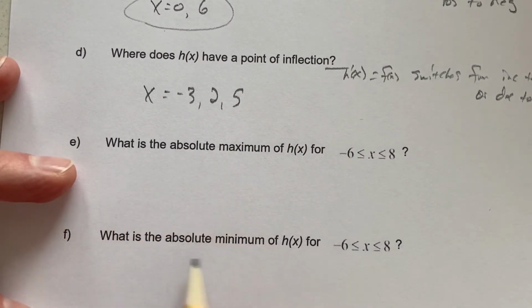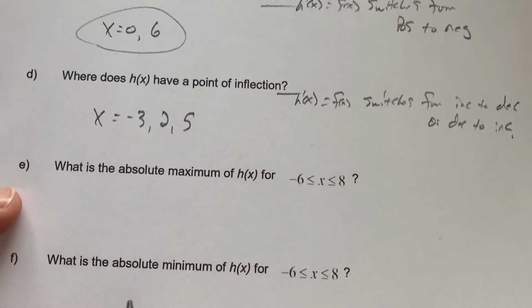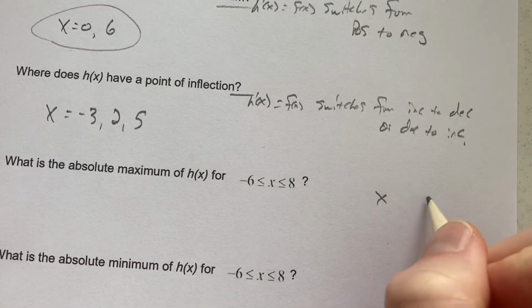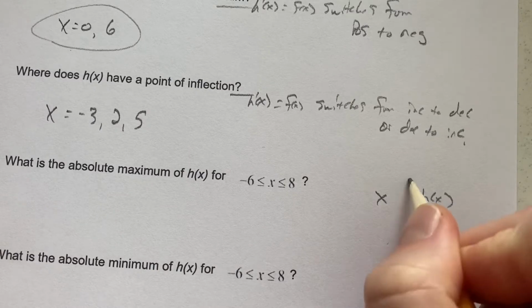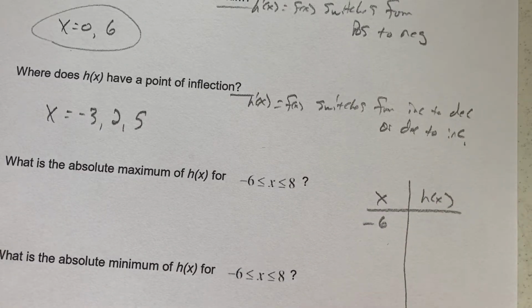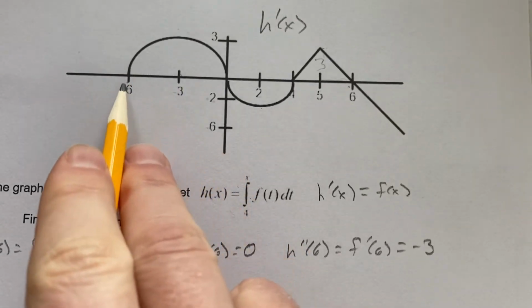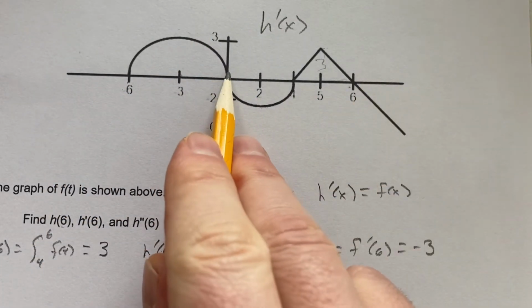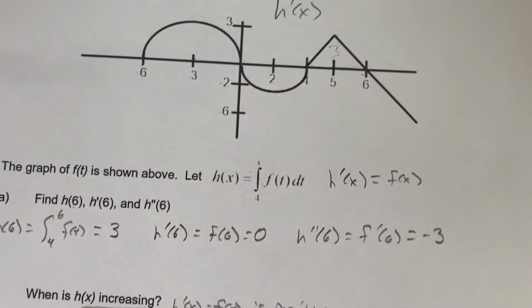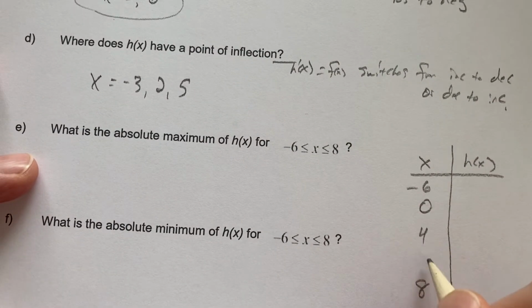What is the absolute maximum and minimum for this on this interval negative 6 to 8? Anytime we talk about absolute max or absolute minimum, we have to make a table of possibilities. That table always includes the endpoints of what we're considering and any critical points. Those critical points are where our derivative equals 0 or is undefined. Since this is the derivative, this is 0 at 0 and at 4 and at 6. So we have to include 0, 4, and 6.